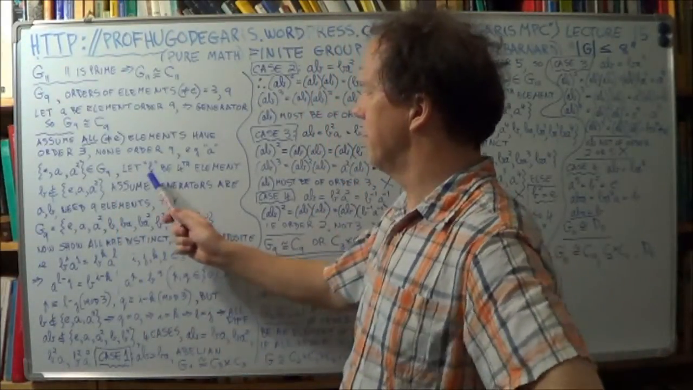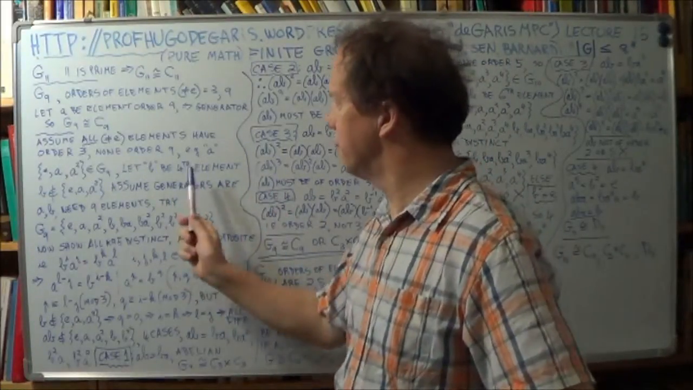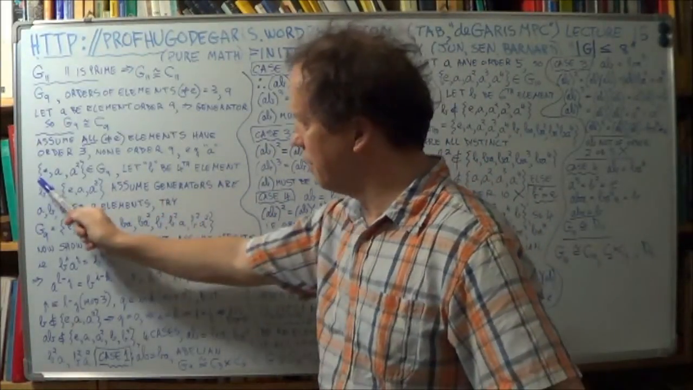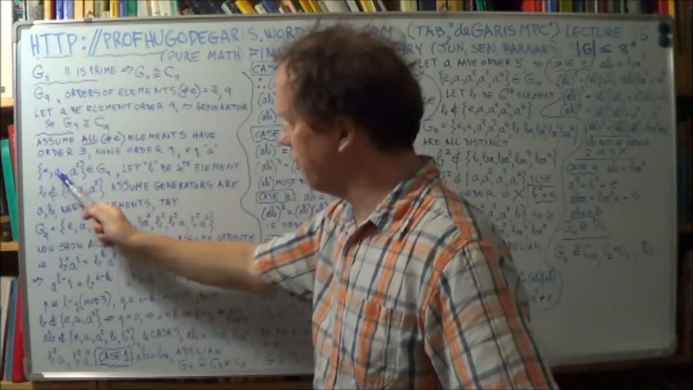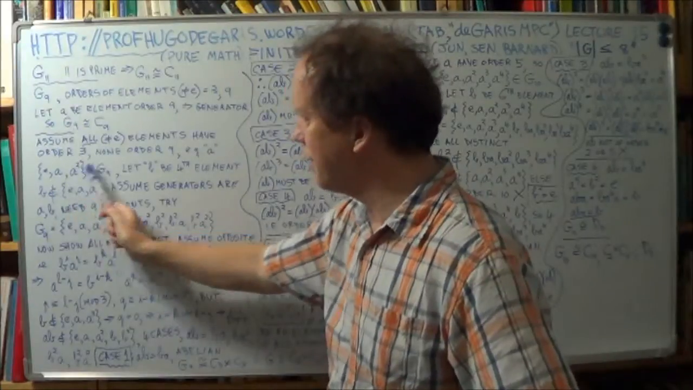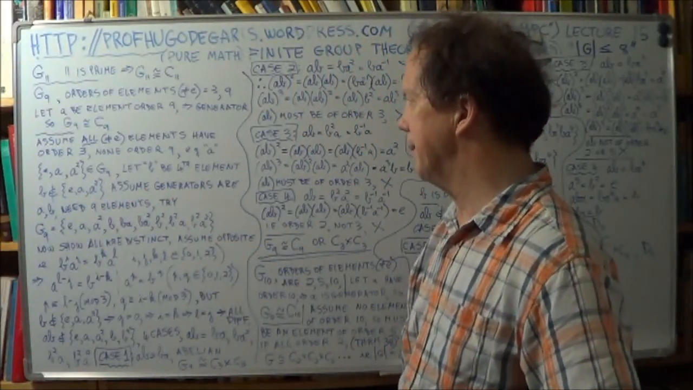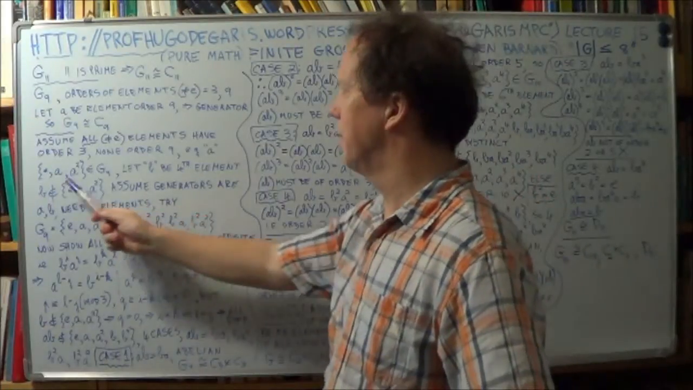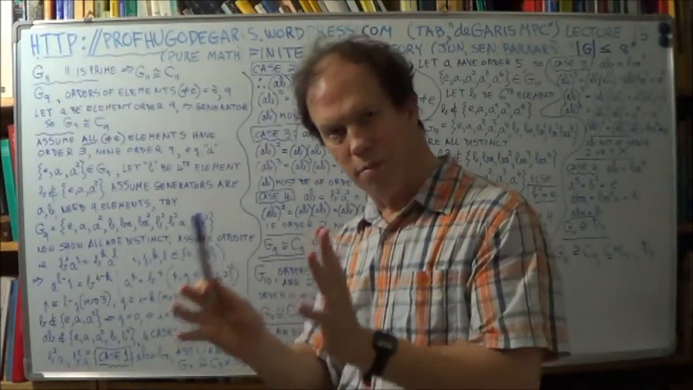Now let B be a 4th element. So B is by definition distinct from these. It's different. B is not that, not that, not that. So B is not one of these 3. So assume it's distinct. All right. Now assume also A and B are both generators. Let's just make that assumption.